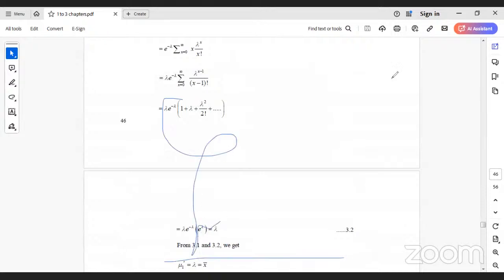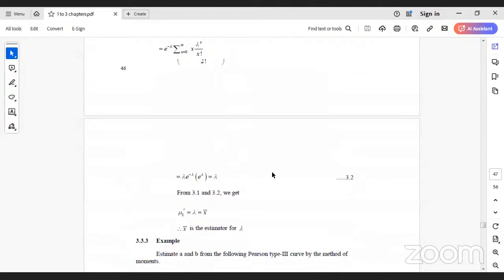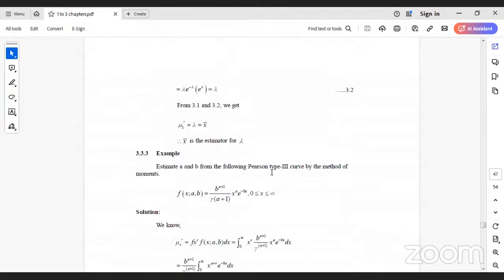From 3.1 and 3.2 we get mu1' = lambda = x bar. Lambda hat = x bar is the estimator for lambda that we are taking here.